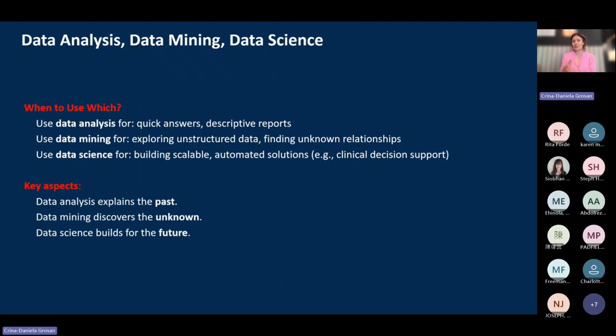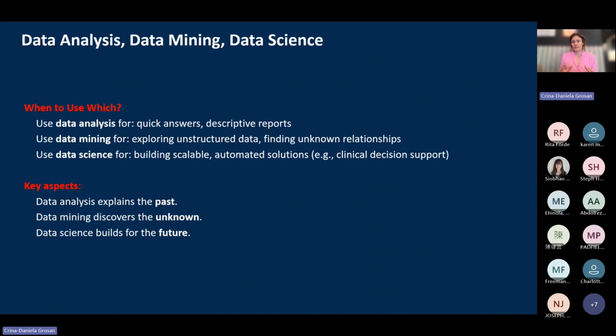Now, when to use which of these: data analysis, data mining, data science? As I said, data analysis is the basic analysis of the data. We usually use this when we want some quick answers and we want some descriptive reports. So they tell something about the data, how your data looks like. We use data mining when we want to explore some unstructured features in the data, or even the data itself could be unstructured. Finding some unknown relationships that won't come up if you just look with your statistical tools as part of the data analysis.